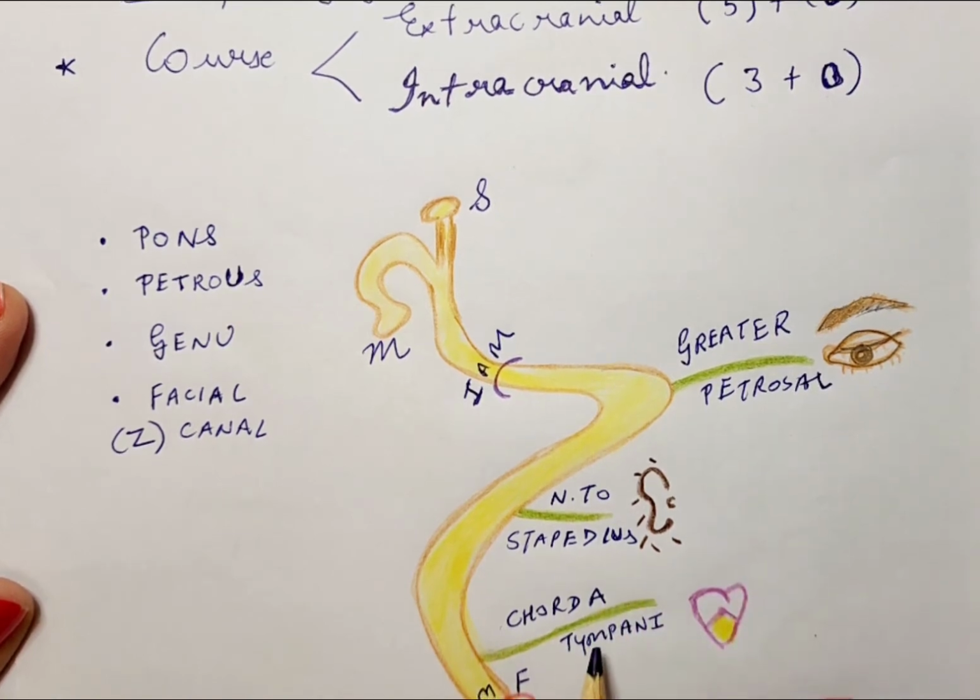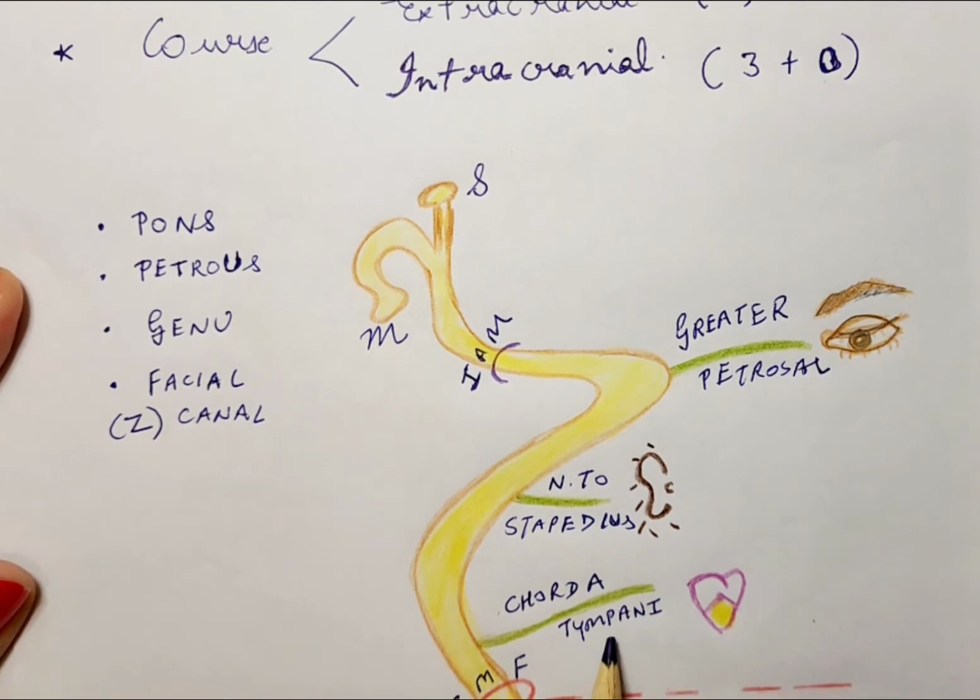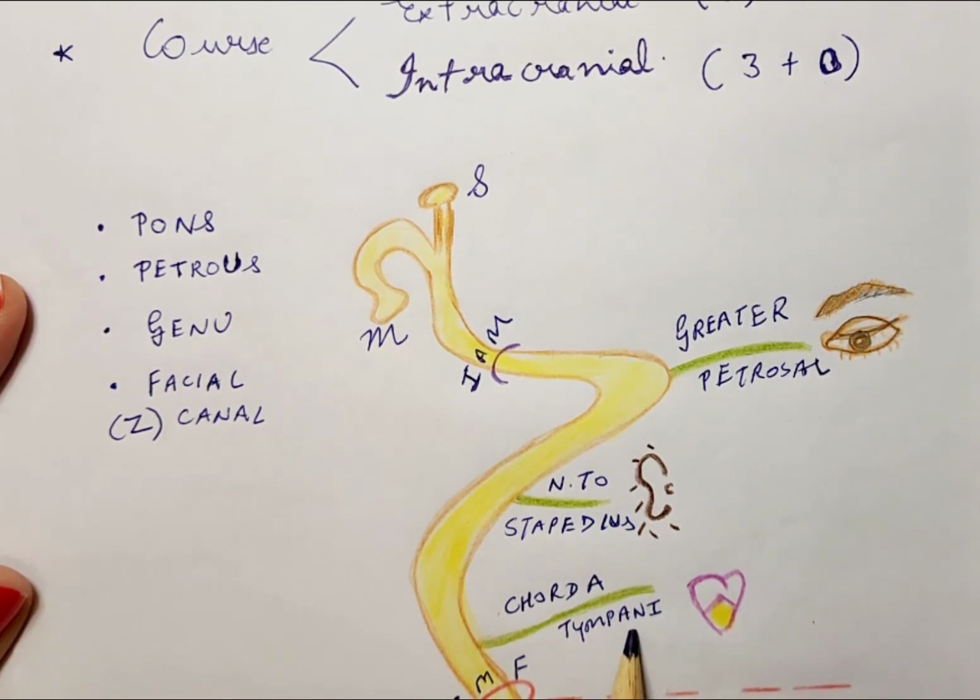Now T for tympani and T for third. That is the chorda tympani, which is a specialized innervation that is for the taste sensation, that is in the anterior 2/3 of the tongue. Now don't get confused with the name tympani. This is not in relation to the tympanic membrane or to the ear.